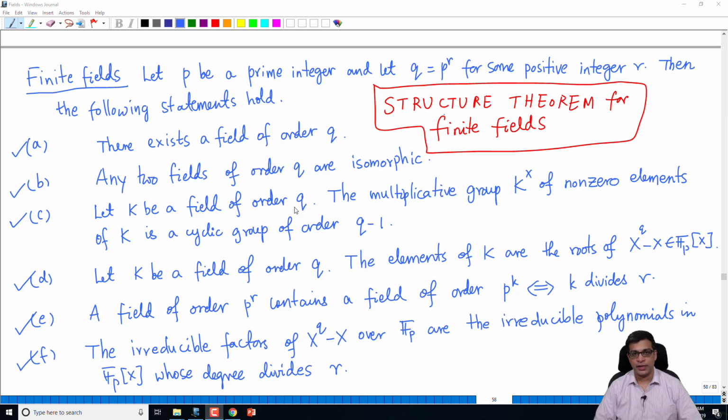In this video, I want to give some examples of finite fields and illustrate the structure theorem that we proved in the last couple of videos. So here is the structure theorem for you, and as I said, this is the most important result that you need to know about finite fields.